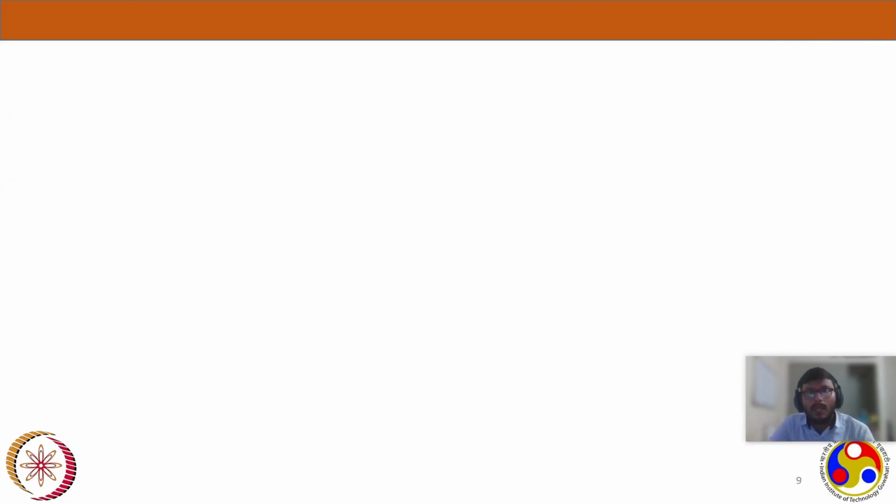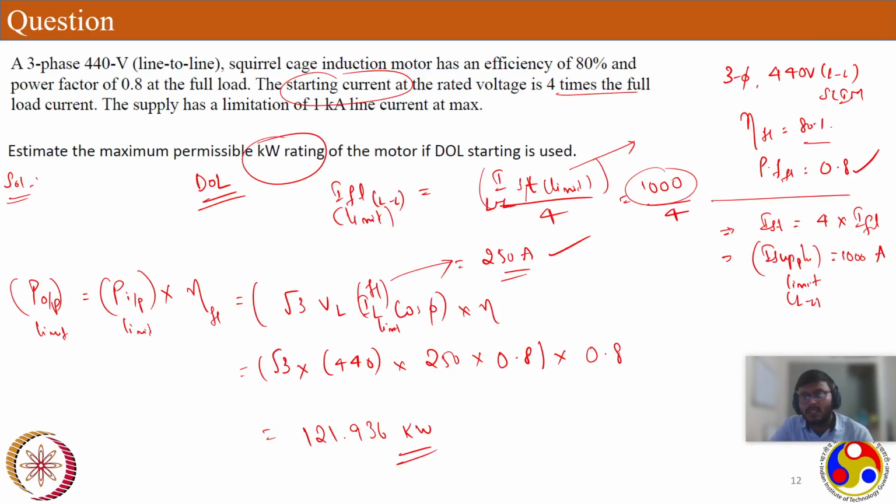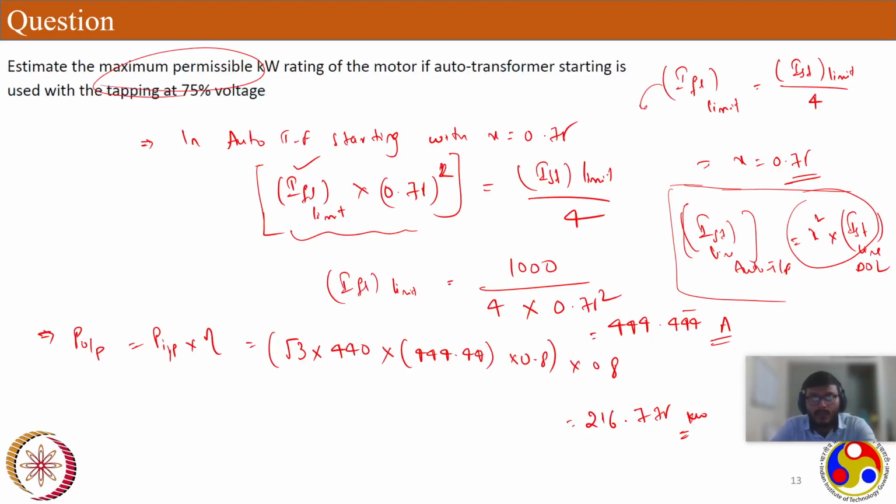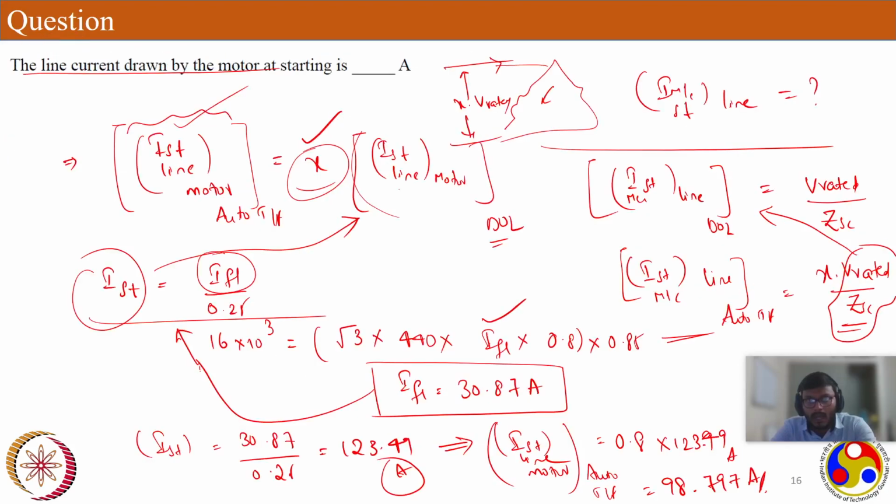of this topic. Then we started solving problems on the starting methods of induction machines. The problems are pretty straightforward, but you have to pay attention to the parameters given in the question and what they are asking. Are they asking for the starting current, or the full load current, or the motor drawn current or the supply current? These are the basic things you have to keep in mind. And we saw how, by using different methods, we can improve the maximum permissible kilowatt rating. Finally, we have seen an auto transformer starting problem.